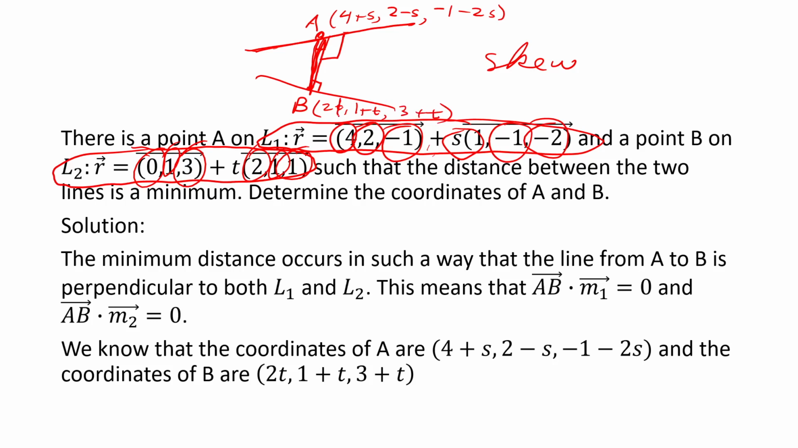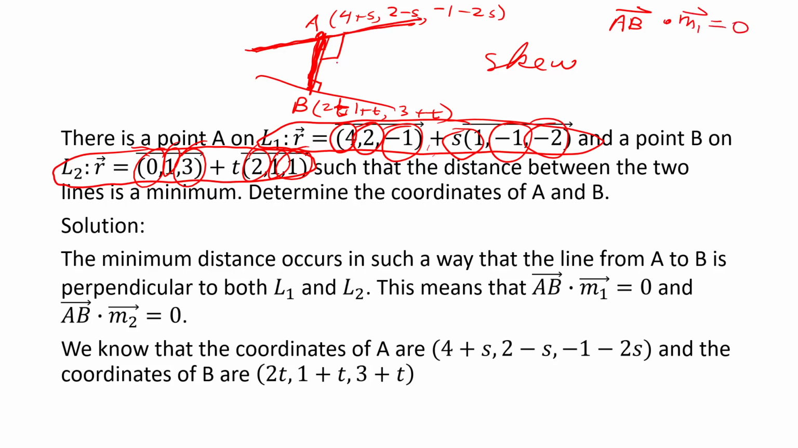So what we've got here, we kind of know the coordinates of each of those points. And what we're saying, this is pretty ingenious, we're saying that the vector from A to B, so this vector that looks kind of vertical as I've drawn it, is going to have to be perpendicular to the first line, which means it'll be perpendicular to the first direction vector, which is M1.